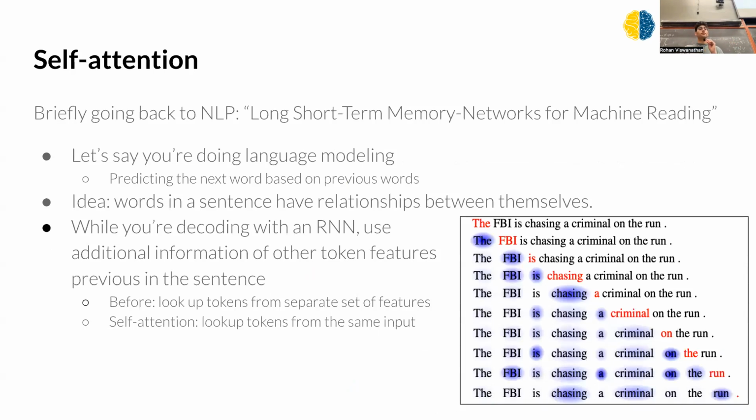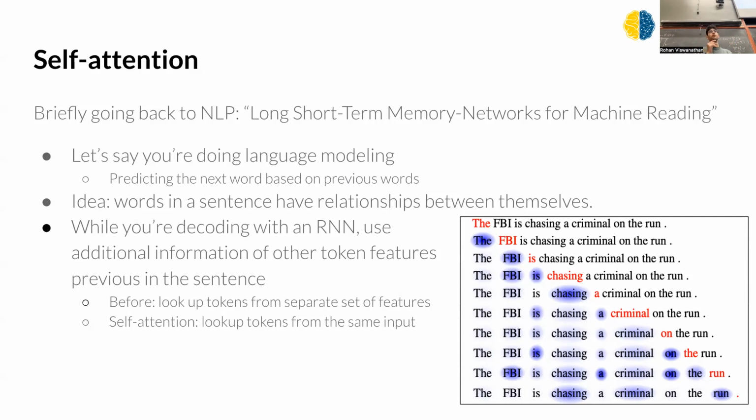Now we're going to talk about self-attention. We'll go back to our initial LSTM thinking. Say we're doing some kind of language modeling. We're trying to predict the next word based on previous words. The idea is that you have some words in a sentence, and these implicitly have relationships between themselves. So instead of using a lookup token from a separate set of features, like for example, in our French example, where our features were a feature database of the embeddings of our French words, we can use something called self-attention and use lookup tokens from the same input.